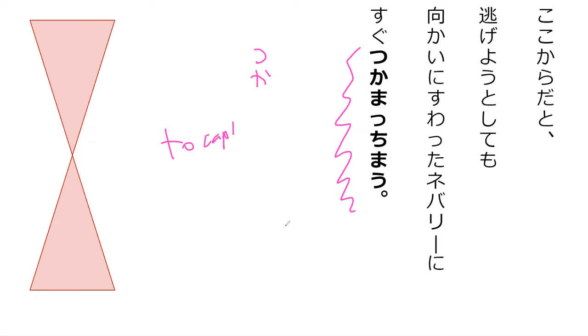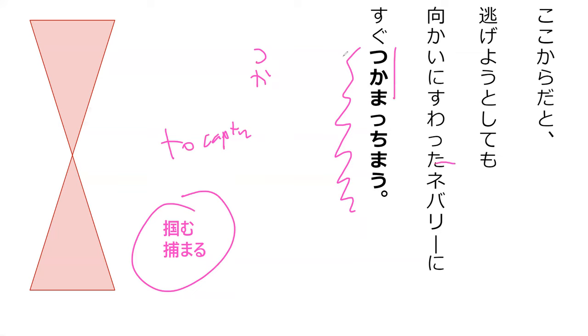To grab and to capture are very similar. Tsukamu is to grab, and tsukamaru is to capture. And both of these, their passive form is identical, so they're very similar because of that. But in this context, it is to capture. So by Nemuri, I would be immediately captured. Tsukamaru.